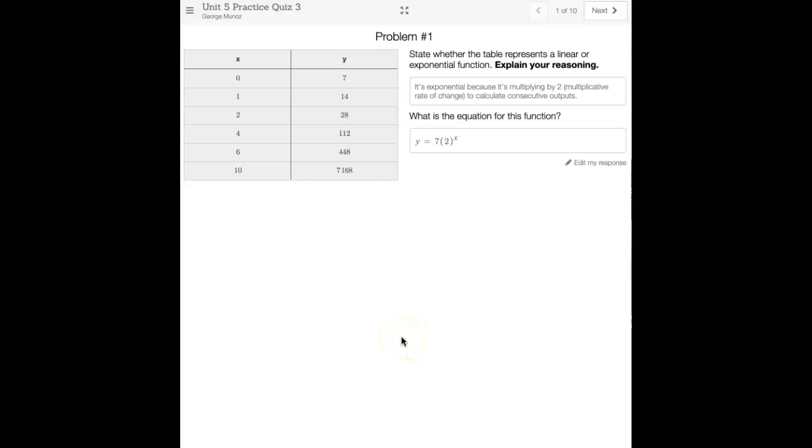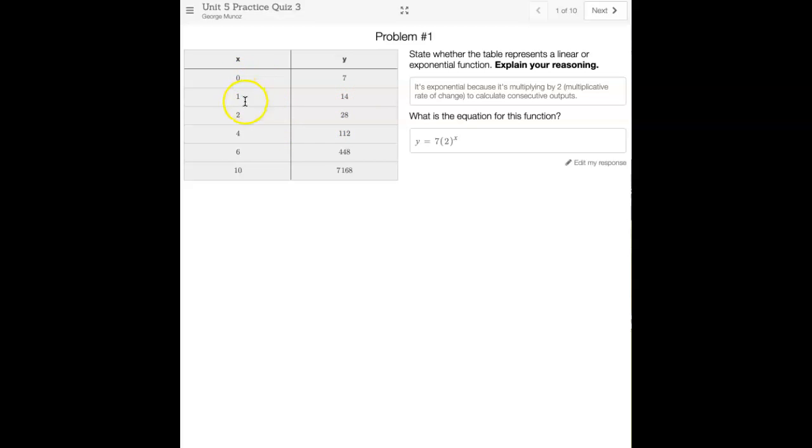Hey guys, so we went over slides 1 through 6 in class. This is slide 1, as you can see. Using a table, analyzing a table to determine if it's linear or exponential.